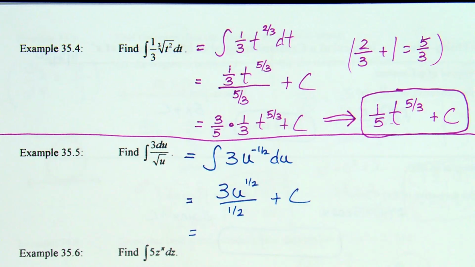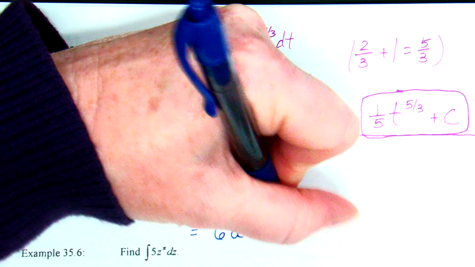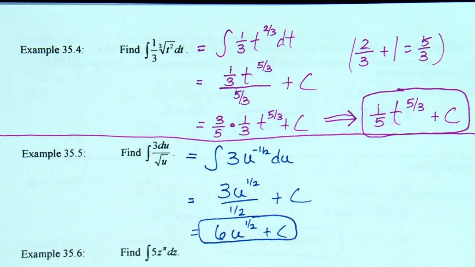Okay. Dividing by 1/2 is doing what? Multiplying by 2 over 1, and makes this what? 6u to the 1/2 plus C. If you needed to for some reason, you could say 6 square root of u plus C. But in all honesty, once we have it in this form, I'm going to leave it in this form most of the time.